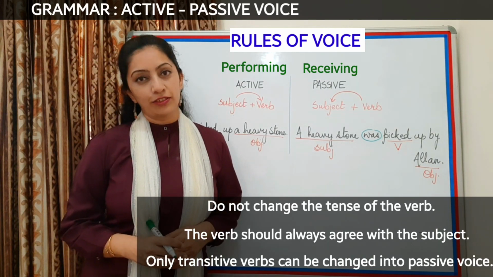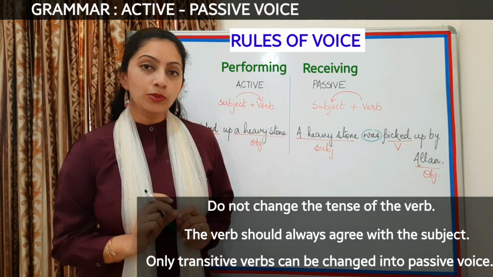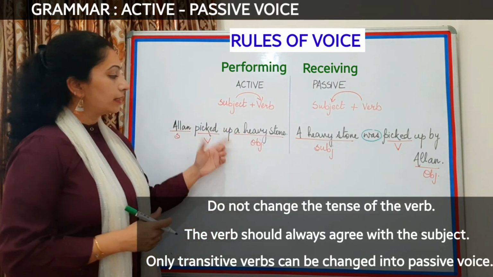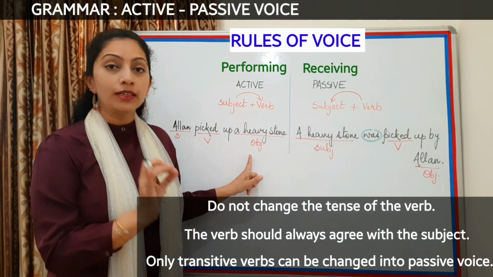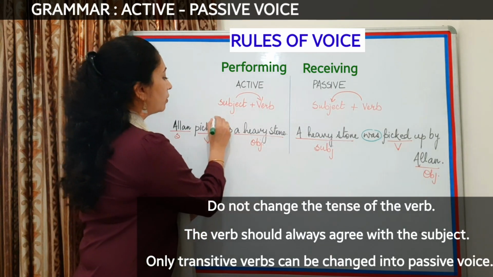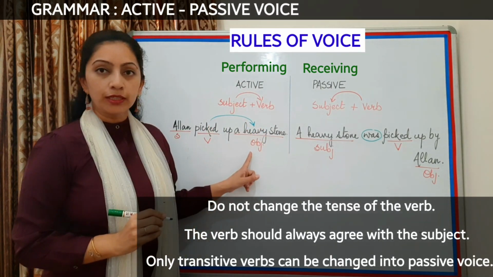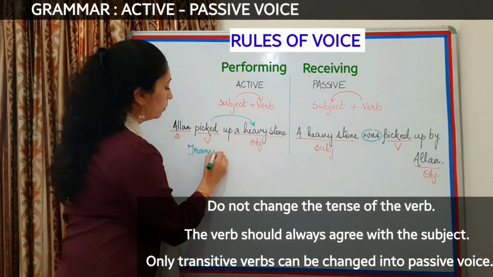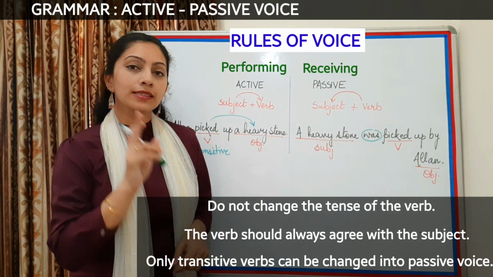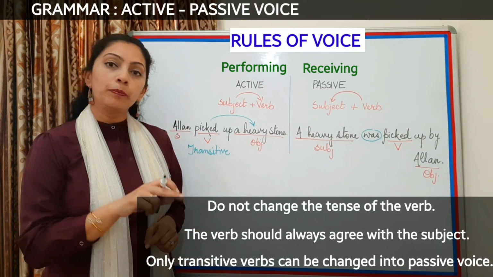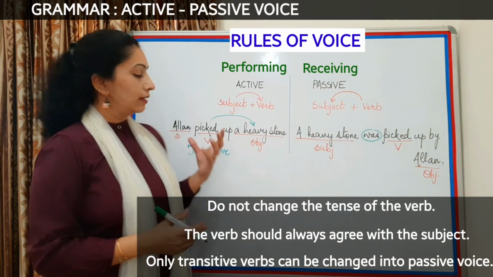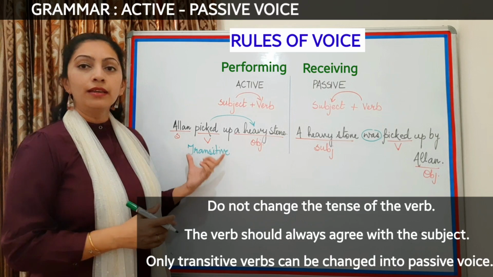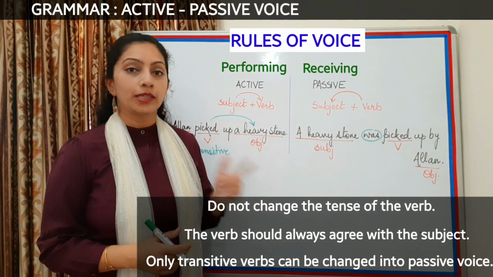Now, what are transitive and intransitive verbs? Transitive verbs are those verbs where the action is transferred to an object. If in a sentence you have an object particularly mentioned, which means the action of this verb is passing on to an object, such a verb is called a transitive verb. Only such sentences can be converted into passive voice. Now what happens when there is no object in the sentence? In that case, the verb will be termed as intransitive.